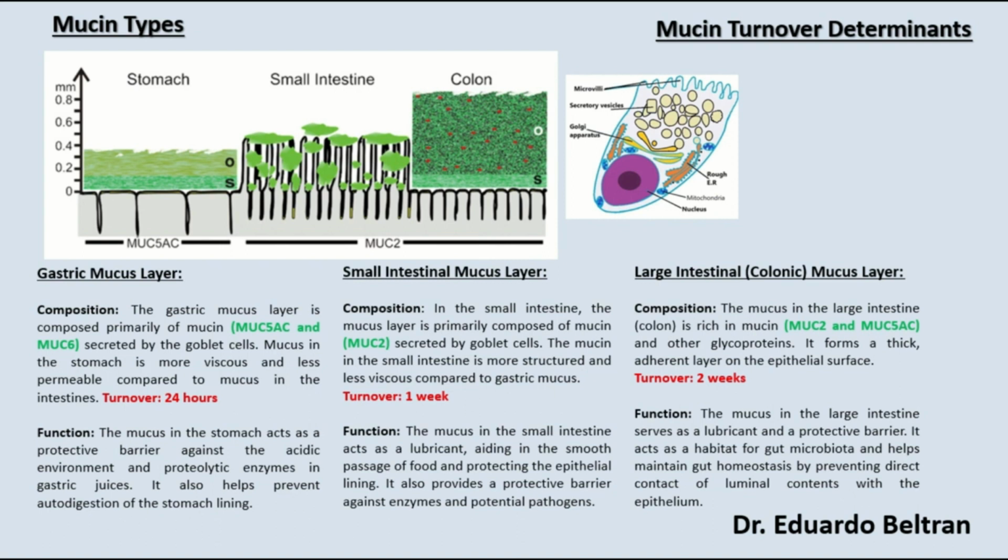But the mucin turnover determinants are going to be based on the type of diet, the general health state of a patient, the degree of dysbiosis, which is a very important aspect. Medications also can influence this too. Stress, genetics, and age. The older you get, the harder it gets too. So these are the determinants of mucin turnover, okay?